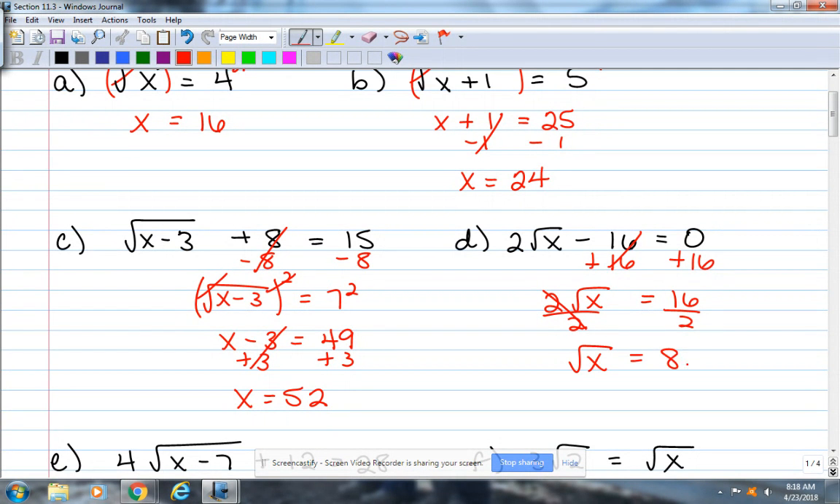So that's radical x equals what? 8. Now how do I get it to be just x? Square both sides. Cancel, cancel. x equals what? 64. These aren't so bad, are they? Just you wait.